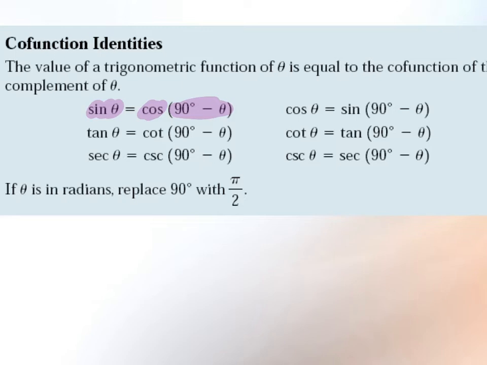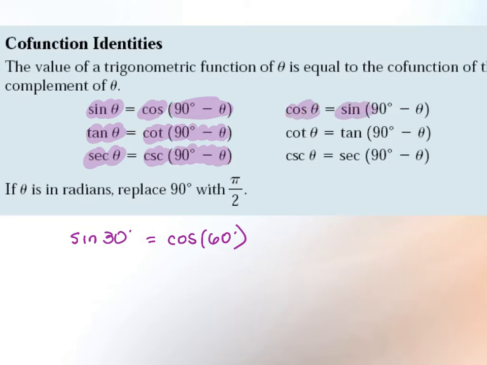So if I asked you for the sine of 30 degrees, a cofunction would be the cosine of 60 degrees, because those are complements. Sine goes with cosine, tangent goes with cotangent, secant goes with cosecant. So these are not reciprocal functions. These are called cofunctions. They are basically the same answer. So whether I find the sine of 30 or the cosine of 60 degrees, I'm going to get the same answer.